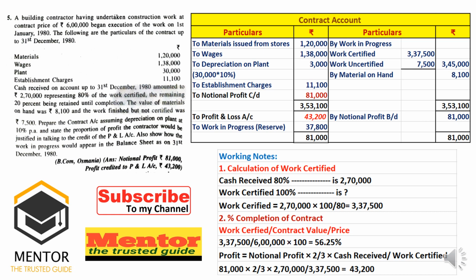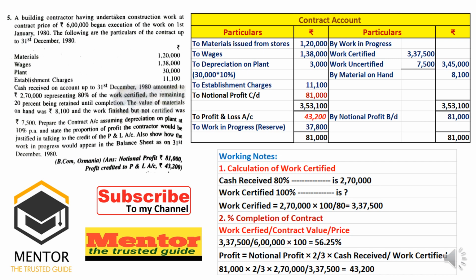Then we have to see the second working note, that is the percentage of completion of the contract. The formula is work certified by contract price. Work certified we are already aware, 3,37,500 divided by 6 lakhs, the contract value, into 100. That is 56.25% as completion percentage. Therefore which formula is applied? Profit is equal to notional profit into 2 by 3 into cash received by work certified. Same formula we have applied, then we got 43,200 as our profit. So we close the account to P&L 43,200 and the balance figure is transferred to work in progress reserve. So this is the way we need to solve the problem.